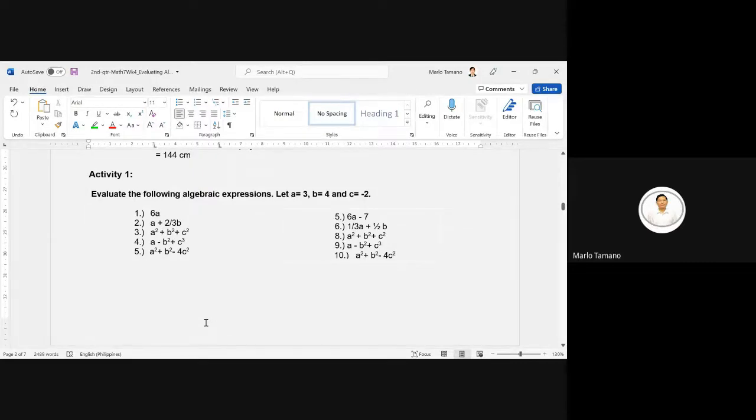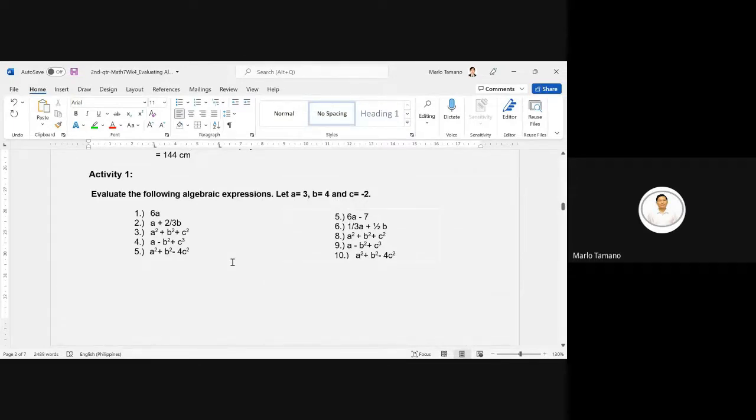Cross multiply. 3 times 3, 9. 1 times 8 is 8. 8 plus 9, 17. 17/3. Ilo-lowest term ninyo? Wala. 17/3 or 5 2/3 lang.